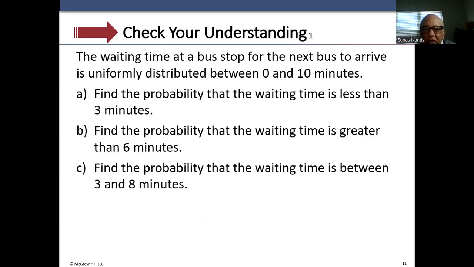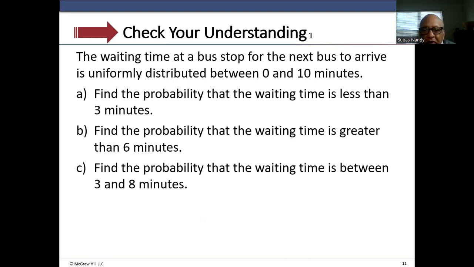Find the probability that the waiting time is greater than 6 minutes. Here the width is 10 minus 6, or 4, and the height is still 1 over 10. So the area, or the probability, is 4, which is the width, because 10 minus 6 is 4, times 1 over 10, which is 4 over 10, or 0.4, 40%.